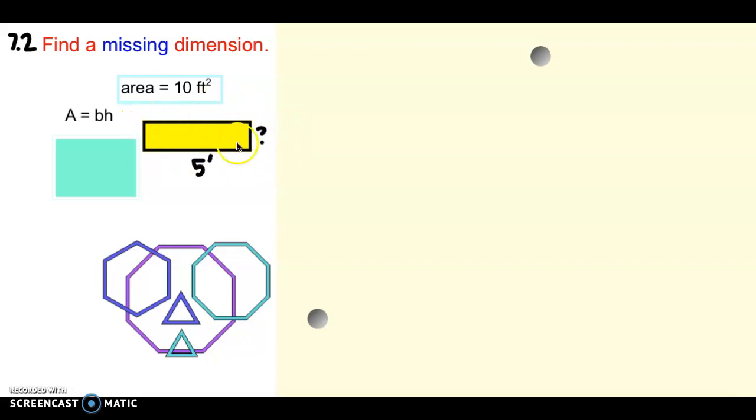Here's a rectangle or a parallelogram, and we know the area is 10 feet squared. So the base is 5 feet, so we know that the height must be 2 feet. Here's your formula. So 10 is the area, 5 is the base, and then height is unknown. Divide both sides by 5, and yes, indeed, the height is 2 feet.